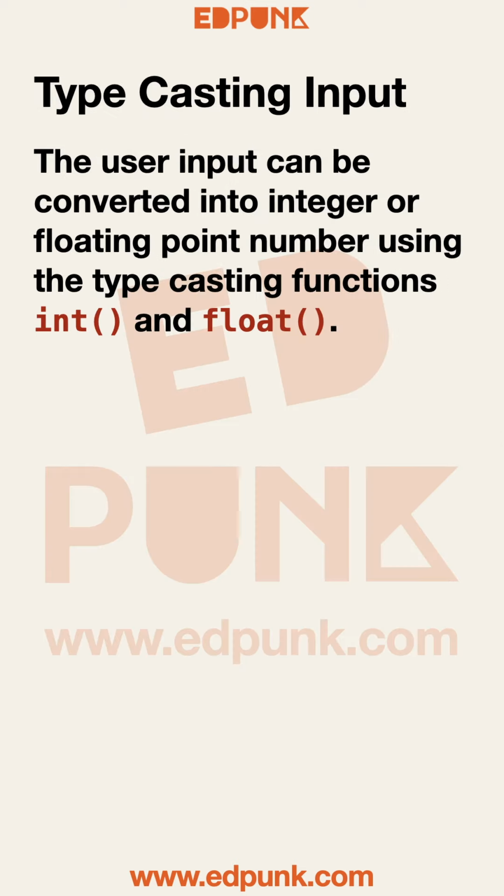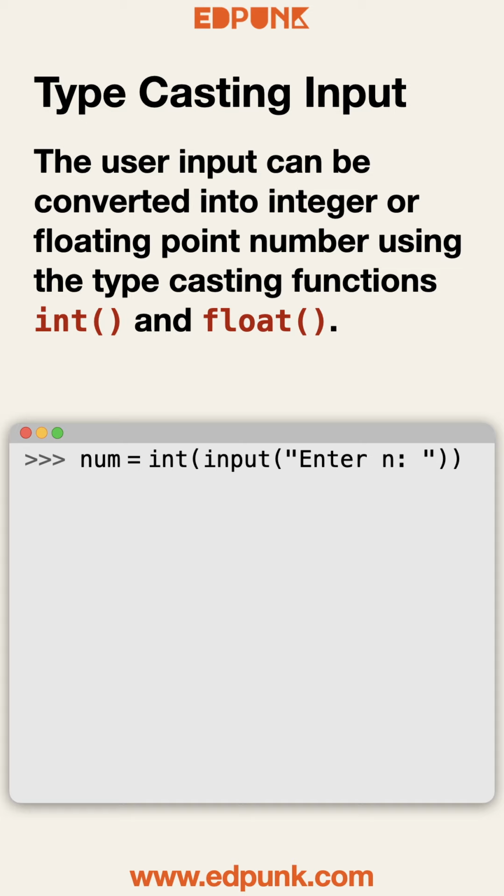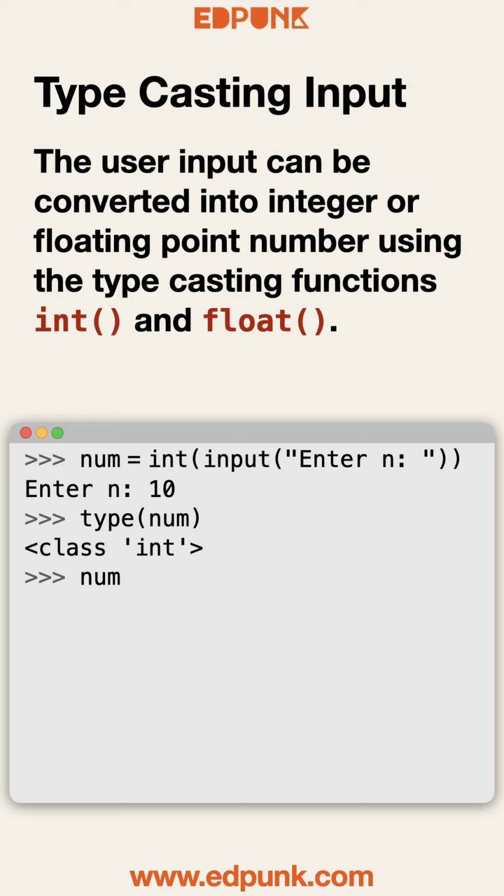Often the program requires numeric input from the user. In such cases, the user response can be converted into an integer or floating point number using the type conversion functions int and float. For example, num = int(input("enter n")) accepts a number from the user, say 10, and converts it into an integer and assigns it to num. We can verify the type of num, that is int, and its value is integer 10.